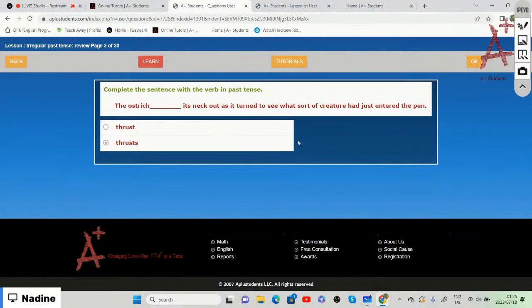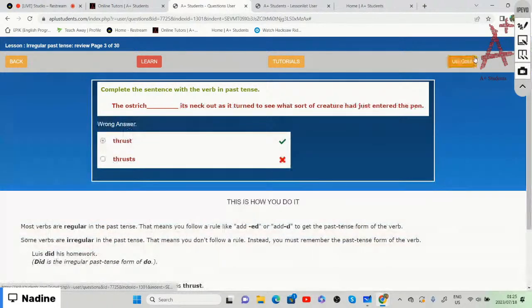All right, let's choose thrusts, right? So we chose the word thrusts. And to thrust is basically the normal verb, which is irregular, and the past tense of to thrust is just thrust. It is not thrusts, right?